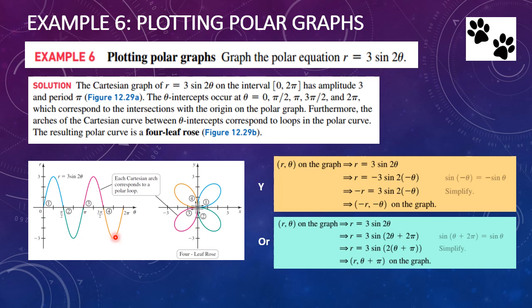a coterminal angle. Therefore, r equals 3 sine 2 times the quantity theta plus pi, which gives us the coordinate (r, theta plus pi). We have shown that if (r, theta) is on the graph, and (r, theta plus pi) is also on the graph, this implies symmetry around the origin. Symmetry around y and the origin implies symmetry around x.